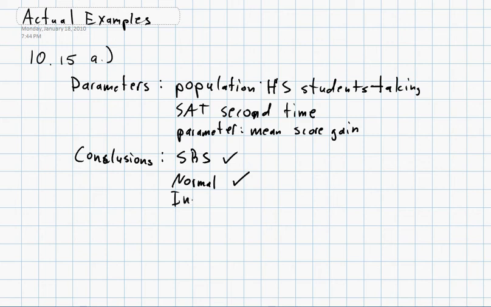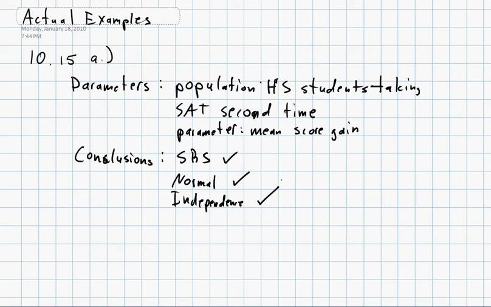And independence. In other words, are we sampling no more than 10% of the actual population? Well, in this case, our sample size is 1,000. I'm sure there's more than 10,000 students taking the SAT a second time. So that is true as well. So all three conditions are met.